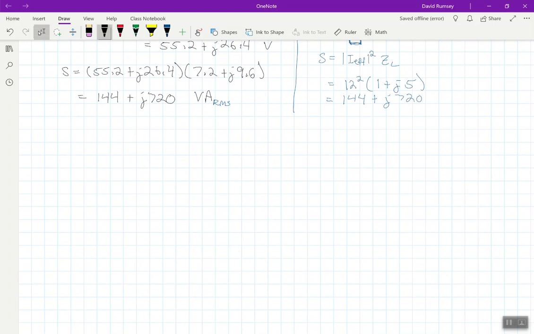But now we have to finish our problem here, but we already have two of the answers here. We wanted to know what the average power dissipated by the load was. Well, that's just 144 watts. The reactive power dissipated by the load is just 720 VARs. And now we're wanting to know what the power factors are and the reactive factors. Well, what we do is we take 144 plus j720 and we convert to polar.